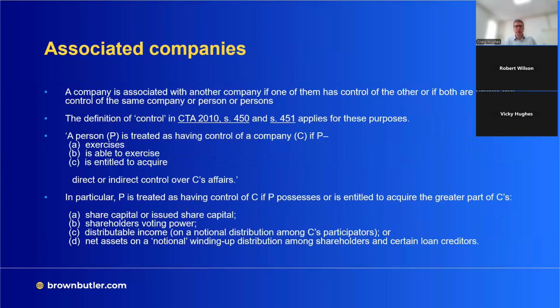So what is an associated company? Basically, one company is associated with another if one has control of the other, or they're both under the control of the same company or person or persons. And this is all about not just voting control, but the ability to exercise direct or indirect control over the company's affairs. So it can be having a majority of the share capital, having the majority of the votes. It can also be around having a majority of distributable income or notional assets on a winding up or of a distribution. It can also be controlled through a shareholders agreement or other mechanism.